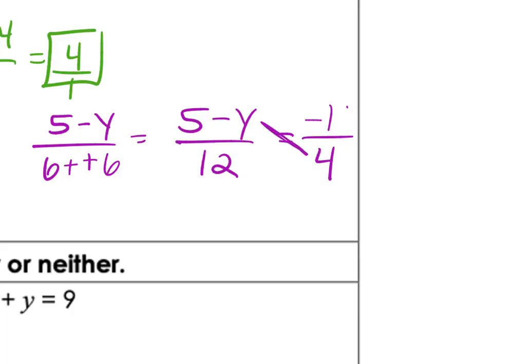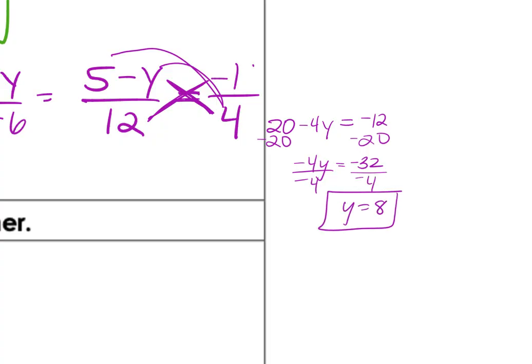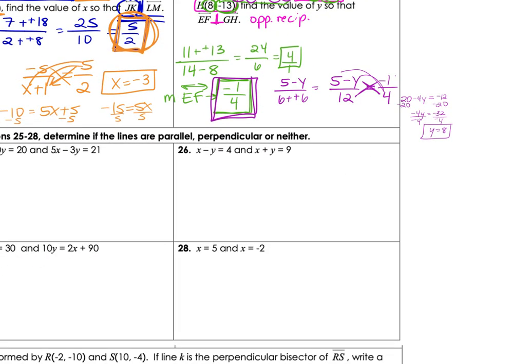We're going to distribute this 4, cross multiply. So it's going to be 20 minus 4y equals, now cross this way, negative 12. Take away the 20. So a negative 4y equals a negative 32, and divide by negative 4. So y is 8. Okay, last one.